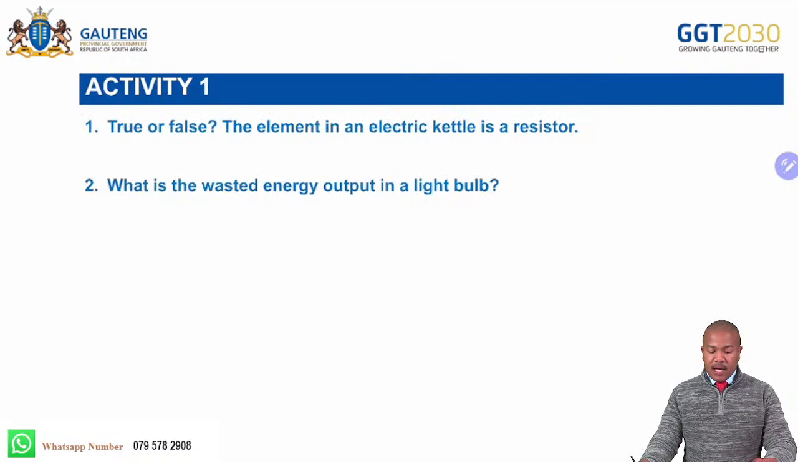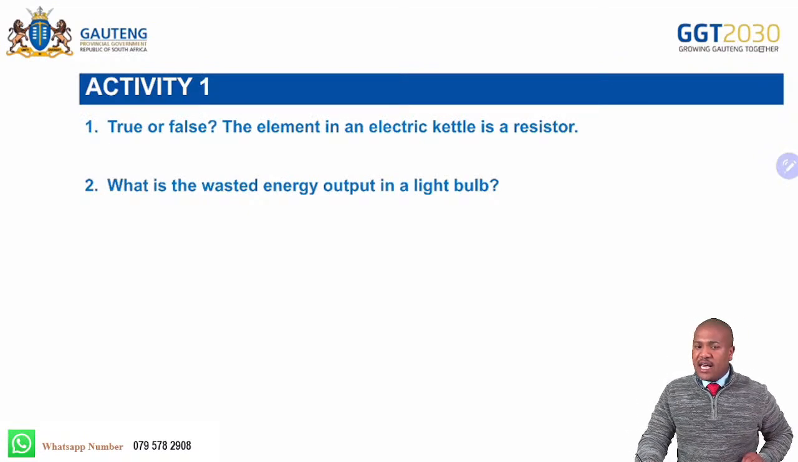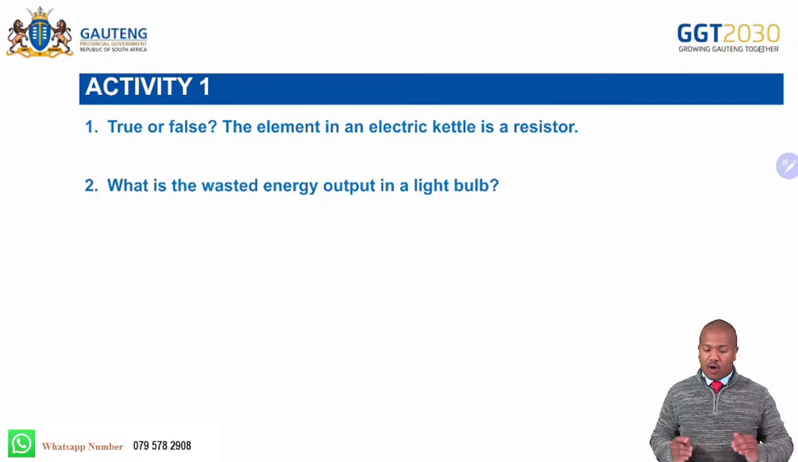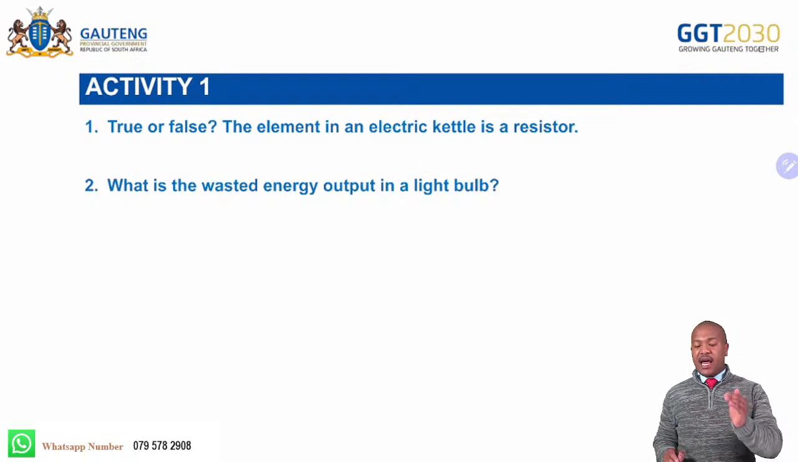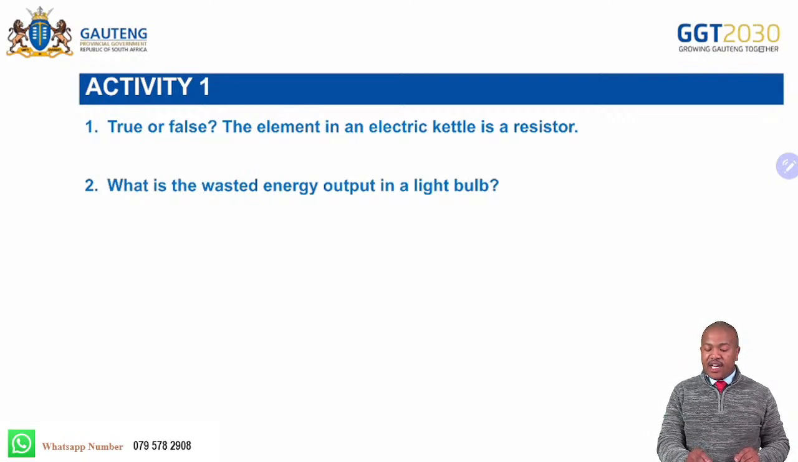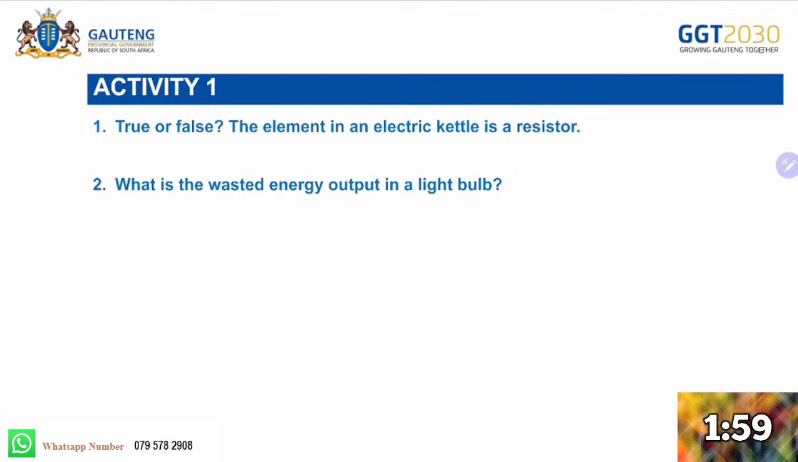So now, we have done enough talking, right? Here is an activity. I want us to take 2 minutes and test ourselves quickly using this activity. Number 1 says, true or false? The element in an electric kettle is a resistor. Then number 2, what is the wasted energy output in a light bulb? 2 minutes.